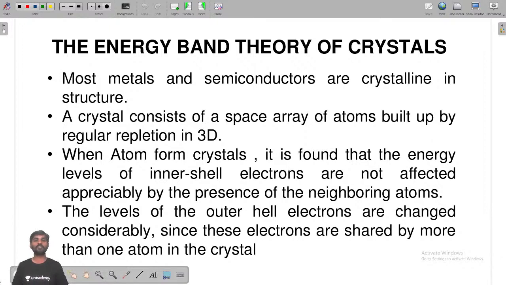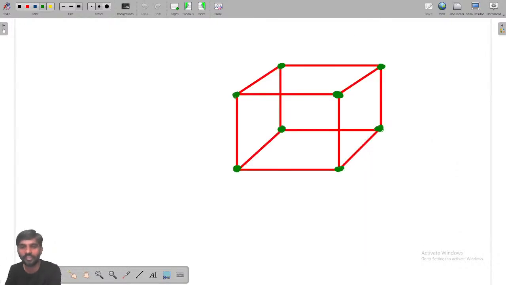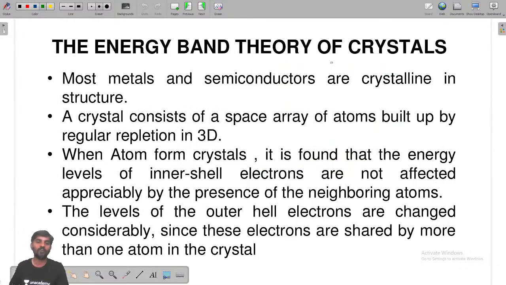The crystal consists of a space array of atoms built up by regular repetition in 3D. So this complete structure is repeated. When an atom forms crystals, it is found that the energy levels of the inner shell electrons are not affected appreciably by the presence of the neighboring atoms. The levels of the outer shell electrons are changed considerably since these electrons are shared by more atoms.